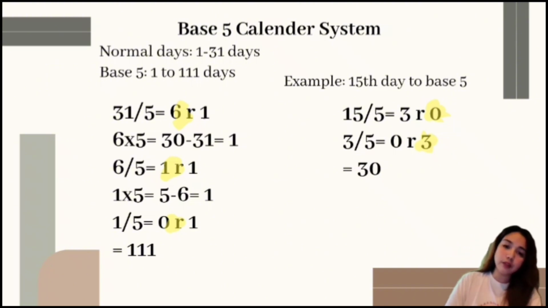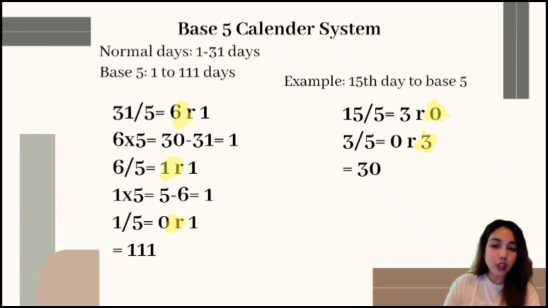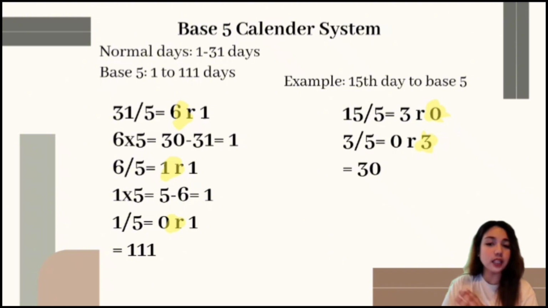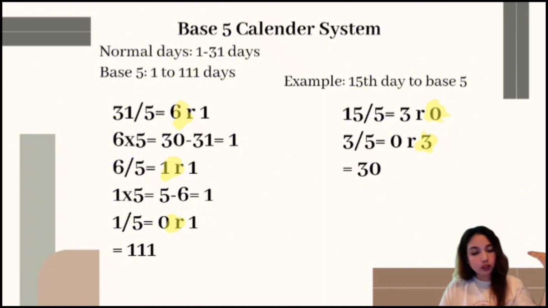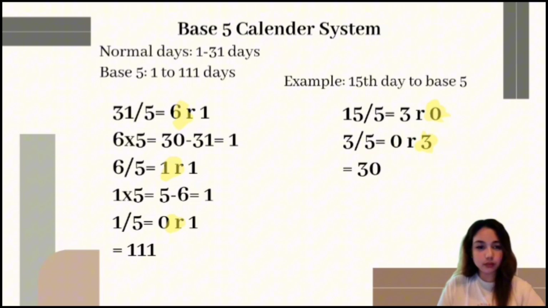Here's an example. 15th day. We will turn the 15th day into base 5. It will be 15 divided by 5 is equals to 3. There's no remainder because it is an exact 3 times 5. Next is 3 divided by 5. We all know that we cannot divide it, so we just have to use the 3 as the remainder. So read it upward. 3, remainder 3, and remainder 0 is equals to 30. So 15th day to base 5 is 30.